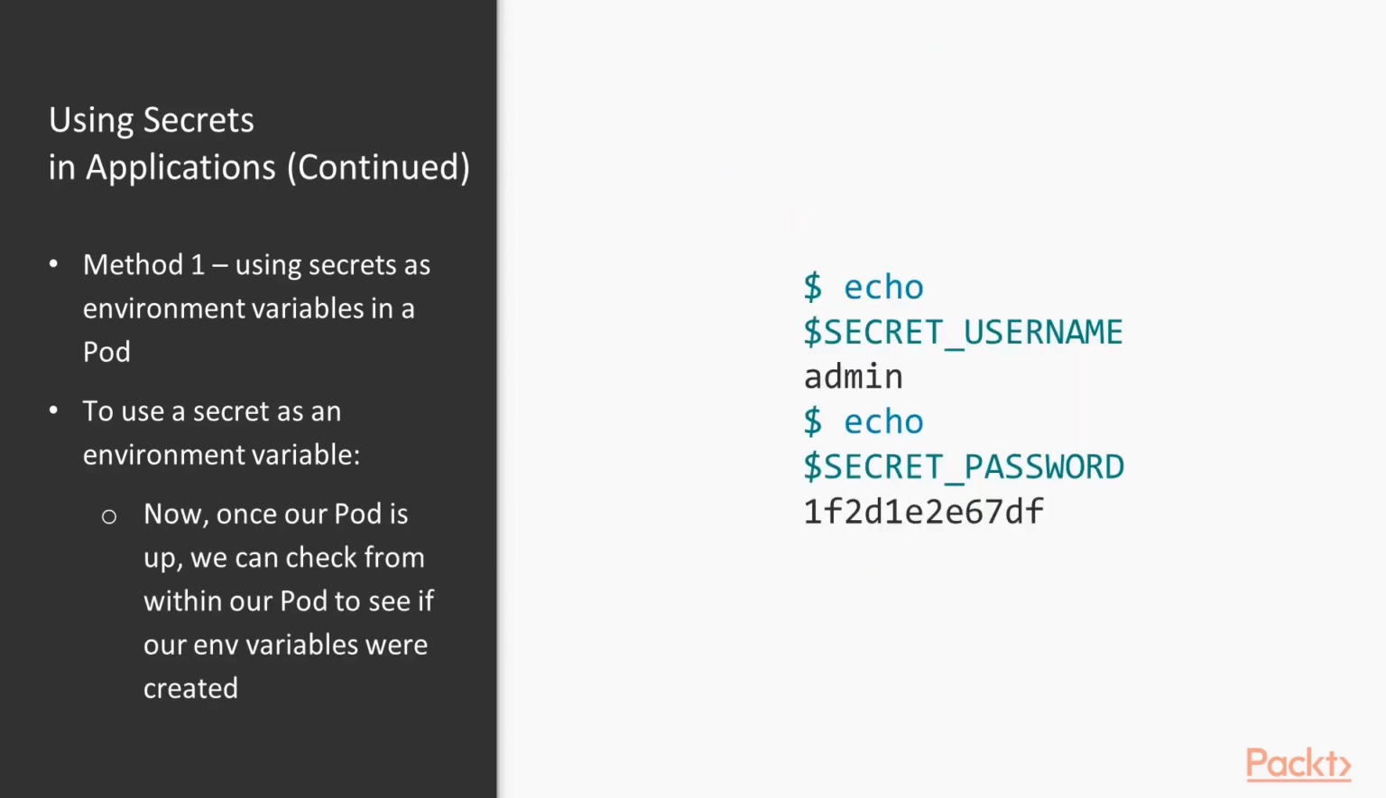Now, once our pod is up, we can check from within our pod to see if our environment variables were created. We can do this by SSHing into our pod, and we can use the echo command. Using the $ symbol, we can actually print the variable.